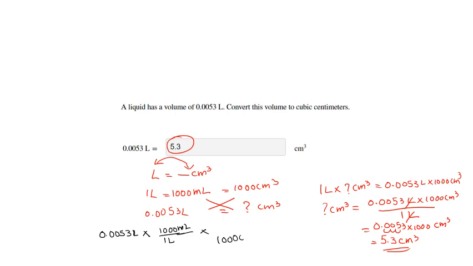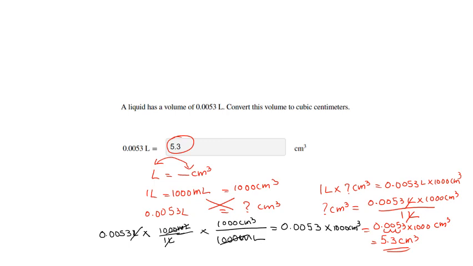So I need centimeter cube, and I have to write 1000 in the numerator. It is in how many milliliters? In 1000 milliliters, right? So 1000 centimeter cube in 1000 milliliter. So here liter and liter will cancel, and 1000 milliliter and 1000 milliliter will cancel. That is going to give you the same 0.0053 times 1000 centimeter cube. That will give you the same answer, right? So that's the different way you can convert.